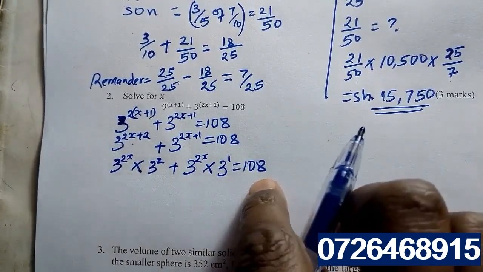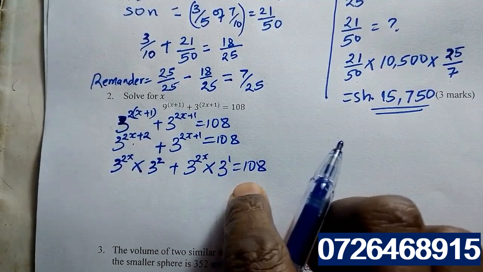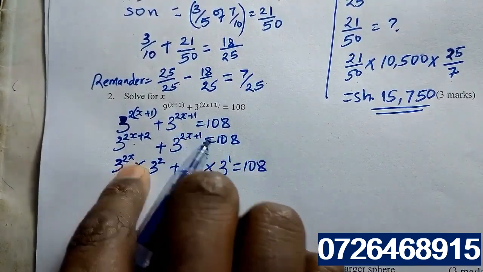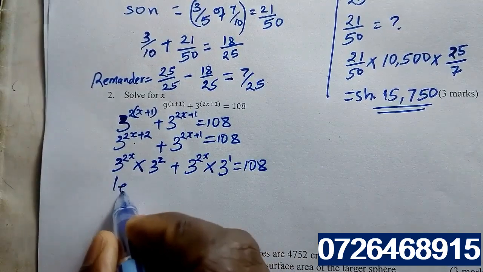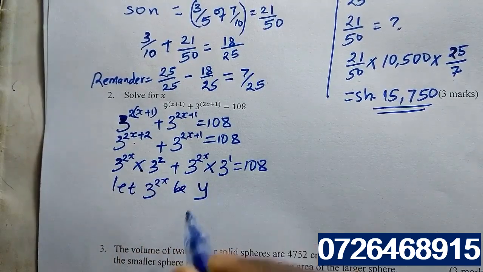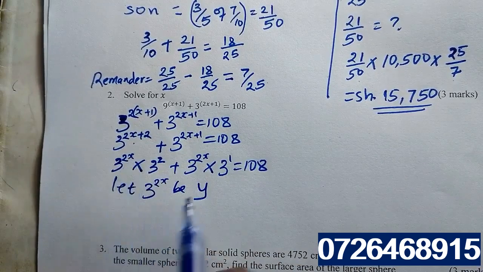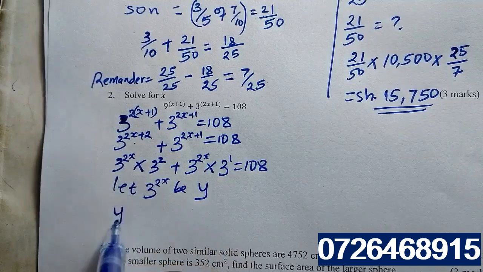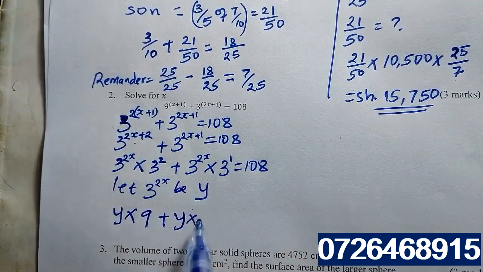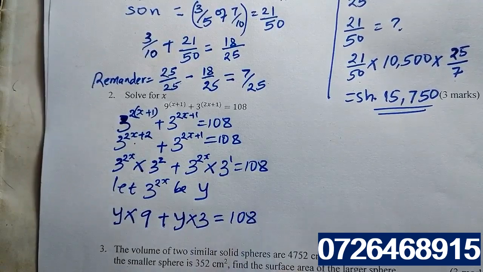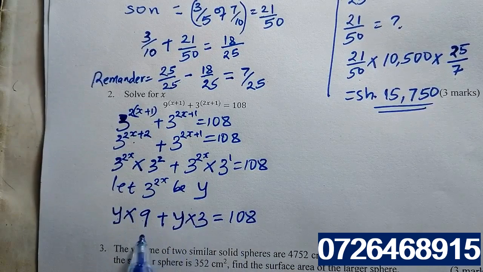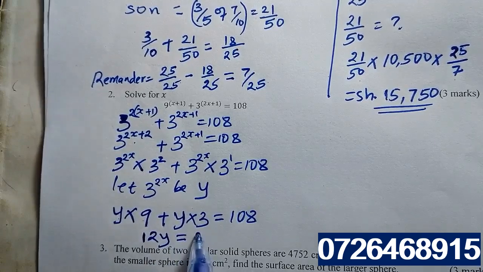So ukifika hapa, kwa sababu 108 hatuwezi andika in terms of 3, itatupea stress, hatuiguzi. Na ukifika hapa unaona kuna 3 raised to power 2x, 3 raised to power 2x. You introduce let, you say let 3 raised to power 2x be y. Kwa hivyo mahali popote ambapo kuna 3 raised to power 2x weka y. So hapa itakuwa y times 9 because 3 squared is 9, plus y times 3, the answer will be 108. So itakuwa y times 9 itakuwa 9y plus 3y itakuwa 12y is equal to 108.